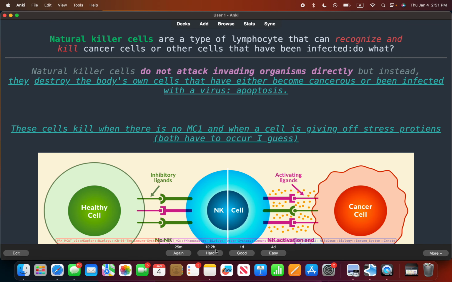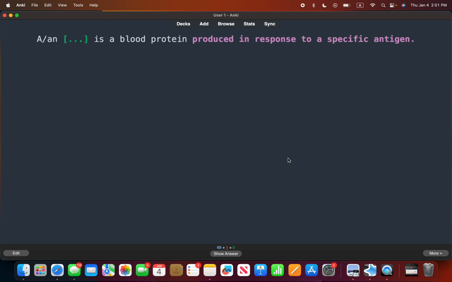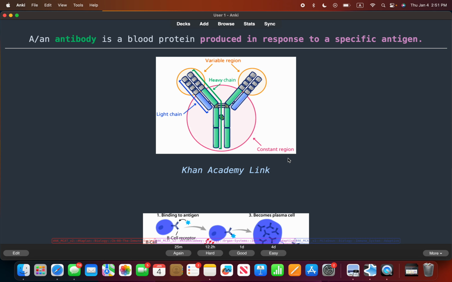So for now, we're good. What is a blood protein produced in response to a specific antigen? Because it's in the blood and it's a protein and is specific to an antigen, it is an antibody. So we're talking about antibodies here. They have variable regions. They have a light chain and a heavy chain. The heavy chain is like what is stabilizing the antibody, and the light chains are on the two sides as well. And then the variable region is the section at the end where it attaches to wherever it needs to attach to.